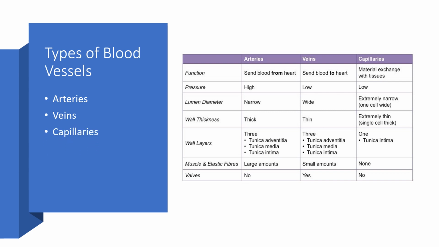You also have capillaries. Their function is to exchange material with tissues, such as oxygen, carbon dioxide, nutrients, minerals. They are a low-pressure system. Their lumen is extremely narrow. It's only about 1 cell wide. Their wall is extremely thin, only a single cell thick, and they only have one layer, the intima, which is basically a single layer of squamous epithelium. They have no muscle, and they have no valves.